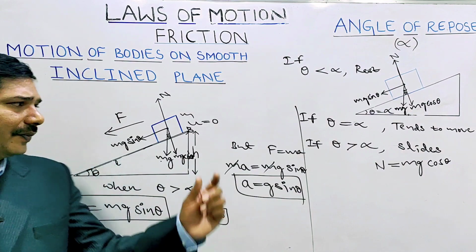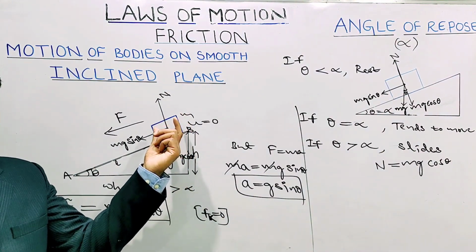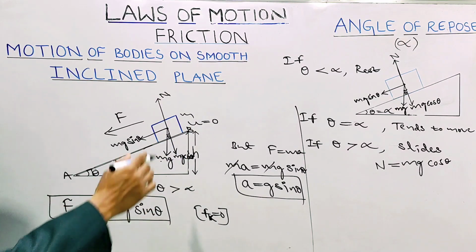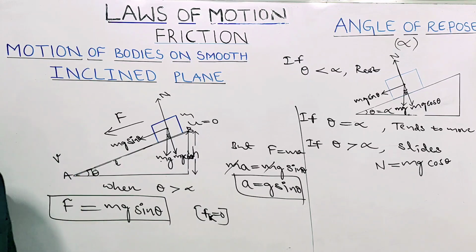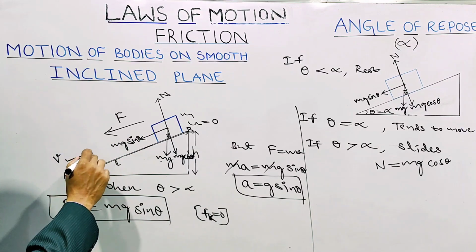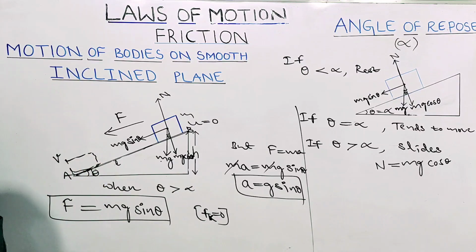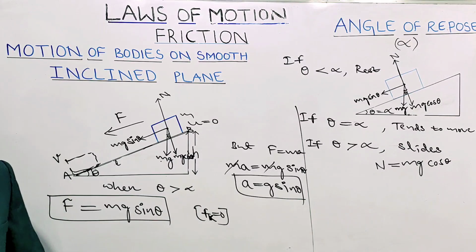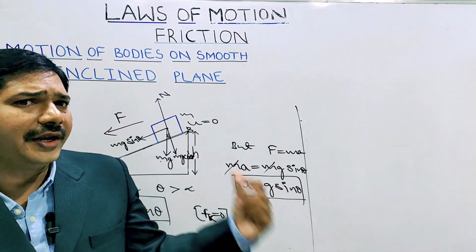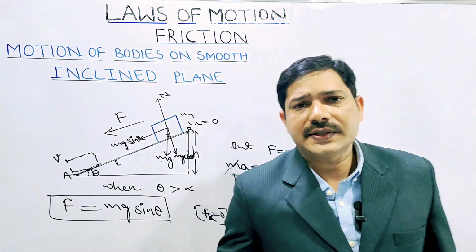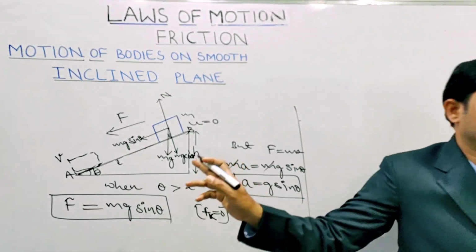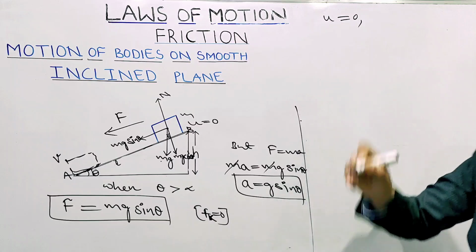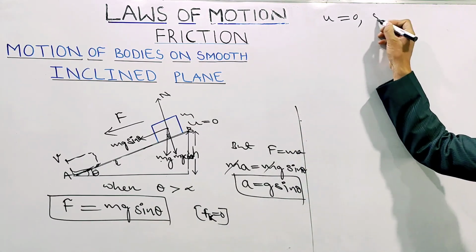Now the last question. We are allowing the body to slide freely, so the initial velocity is 0. While reaching the bottom, the body has a final velocity. What will be the final velocity? We'll discuss this final velocity. Here u is 0, the initial velocity is 0 we are taking. The length of the plane is what?